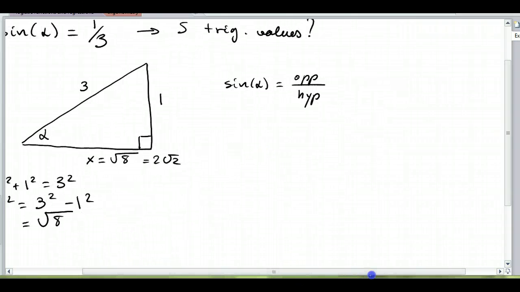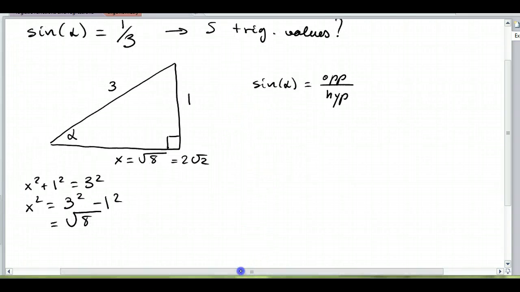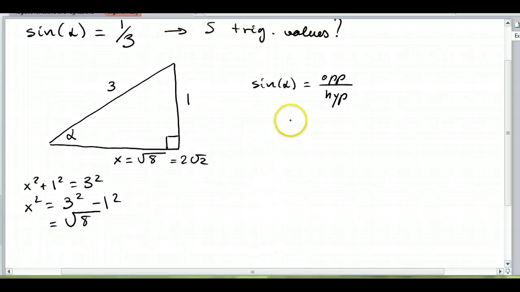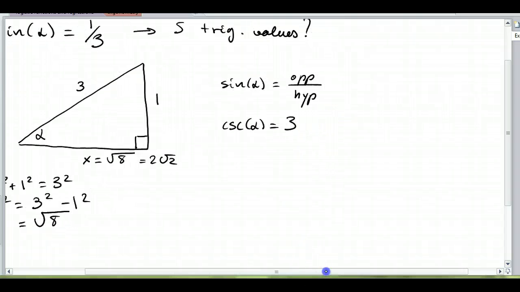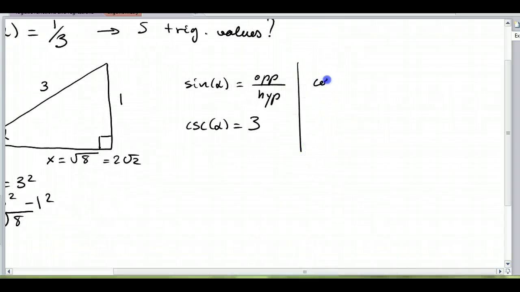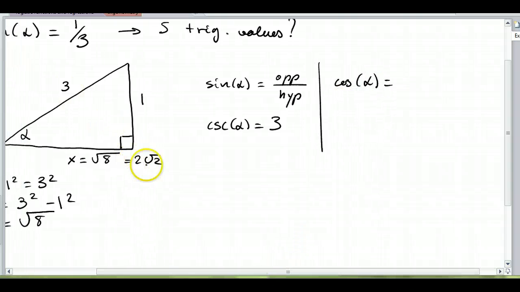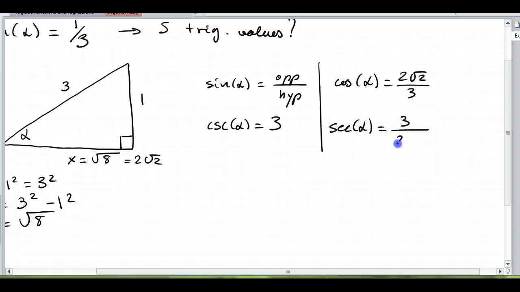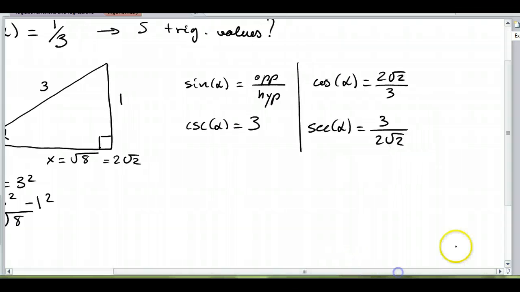All right, now it's very simple to find the other trig values. Let's write them all. I'm giving you sine, so you can write the cosecant right away. The cosecant of alpha is 3, the reciprocal of sine. What is the cosine of alpha? Cosine of alpha is adjacent over hypotenuse, so it is 2 root 2 over 3. Let's write the secant right away. Secant of alpha is going to be 3 over 2 root 2. I will not rationalize that.